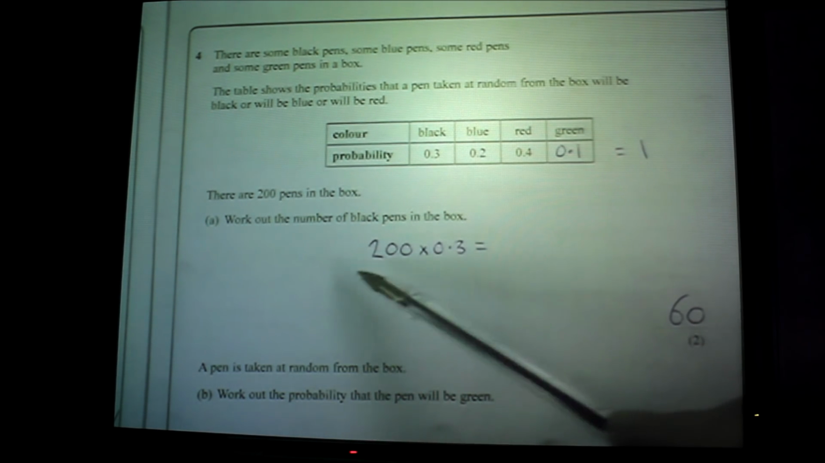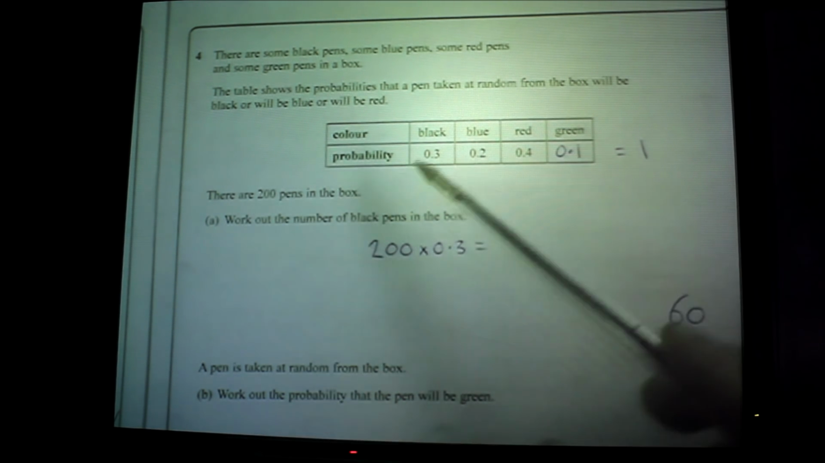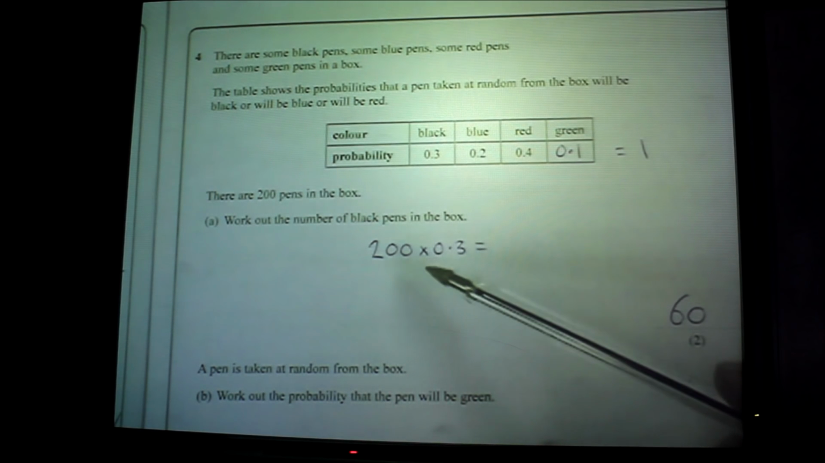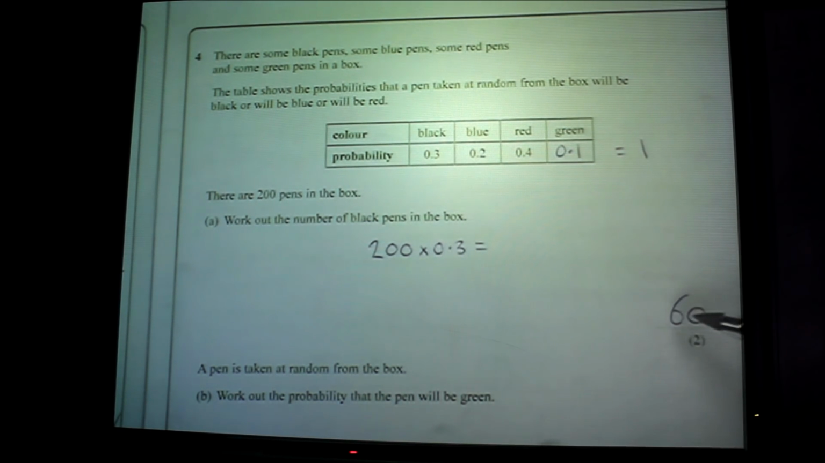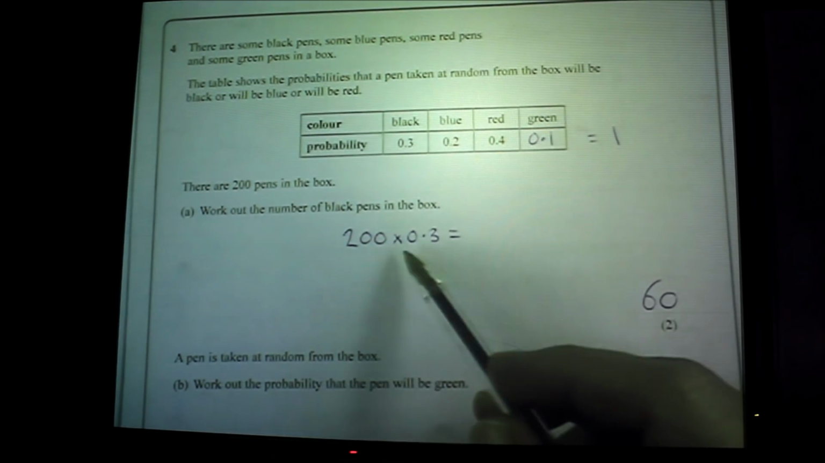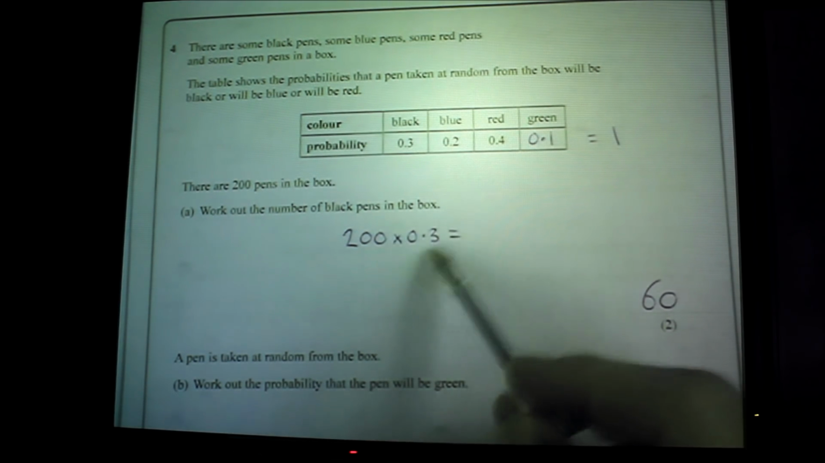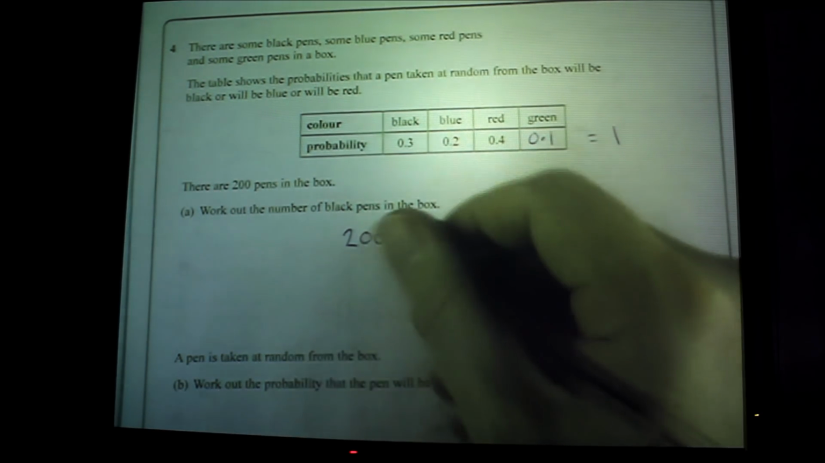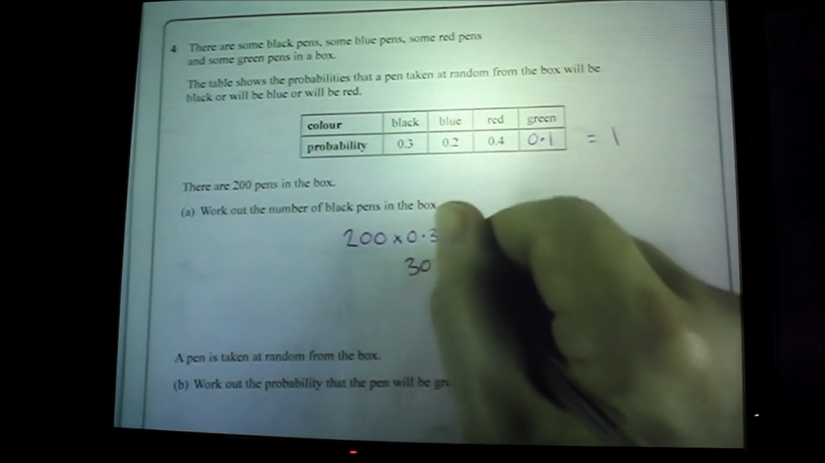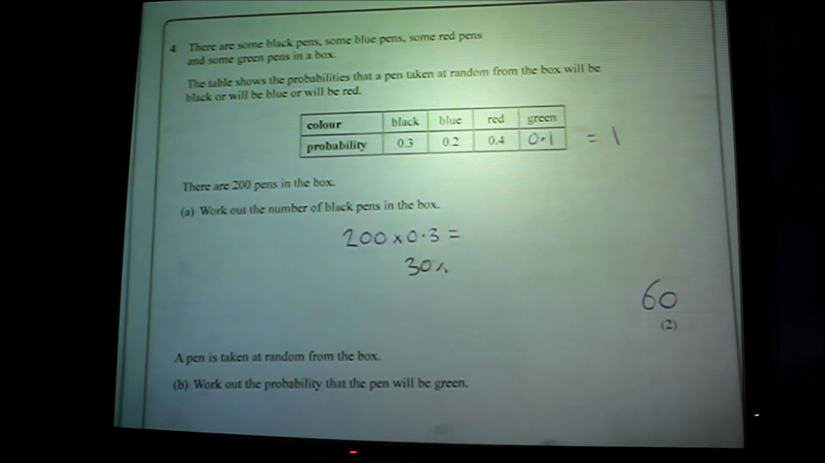Work out the number of black pens. So there's 200 in there. Probability is 0.3. So it's 200 times 0.3, which gives you 60. If you're not confident doing that calculation, don't be afraid to convert 0.3 into 30%, because 30% of 10% is 20, so 20 is 60.